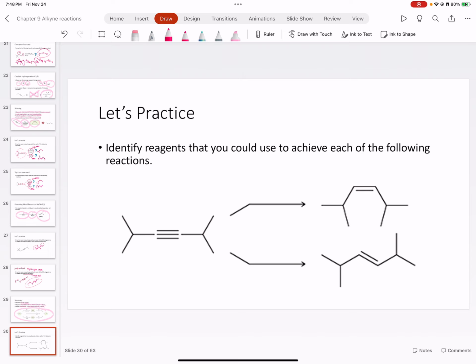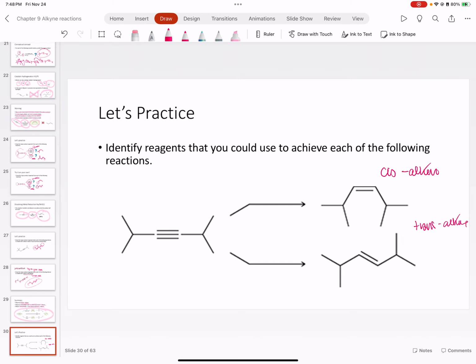Okay, so let's practice. Identify the reagents. So we have this one. We go from here, and this one seems like a cis alkene, right? And this one seems like it's a trans alkene. So for a cis alkene, H2 and Pt by itself, we just get an alkane. If we do H2 with a poisoned catalyst like Lindlar's, or what's it called, Na2B, then we get a cis alkene, right?